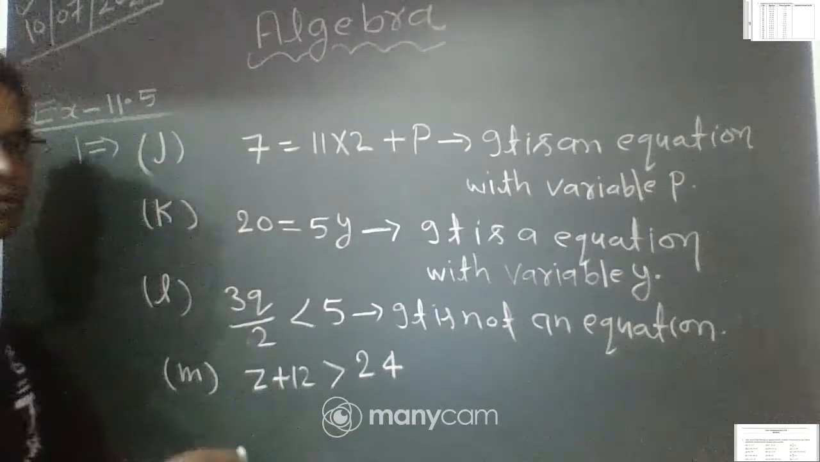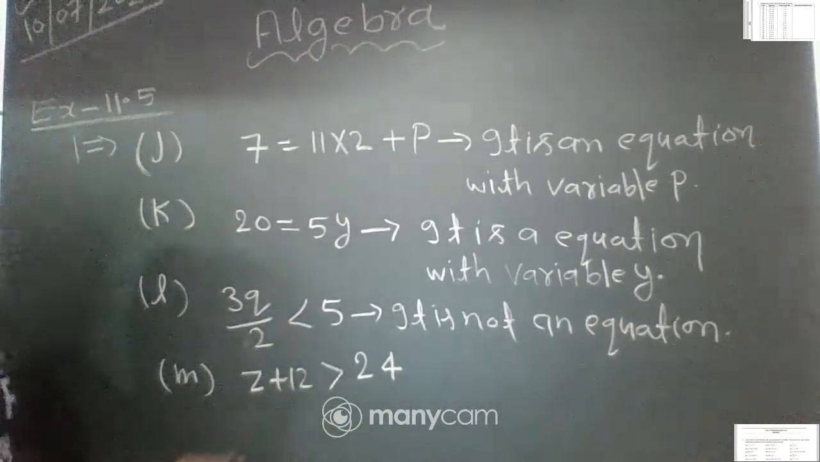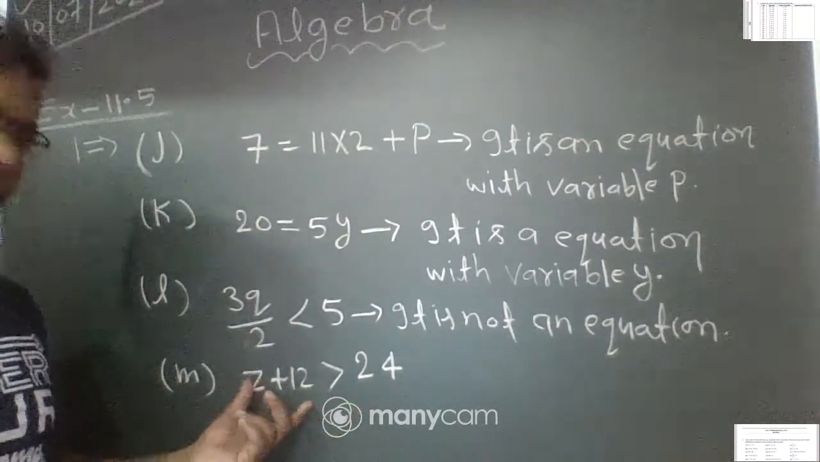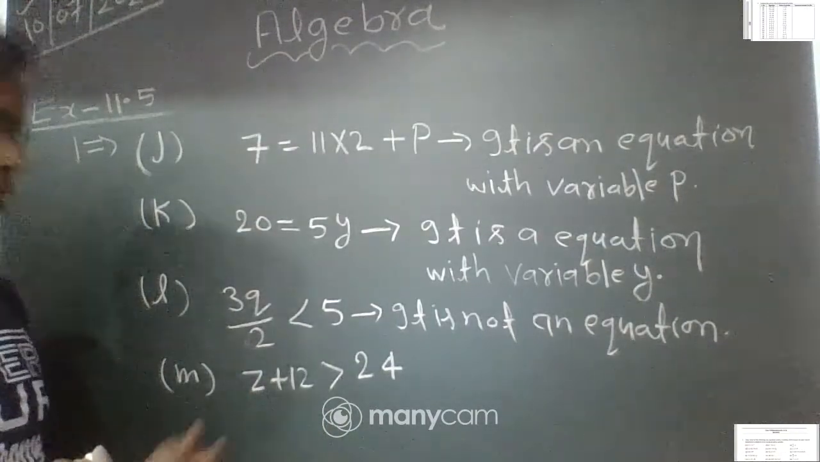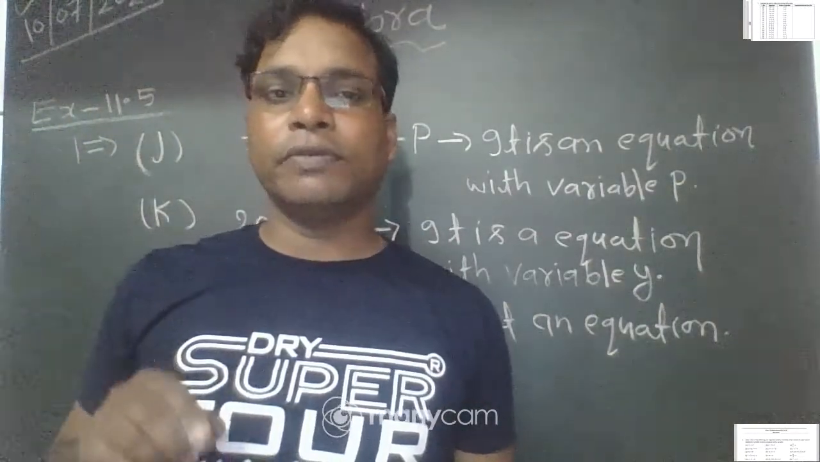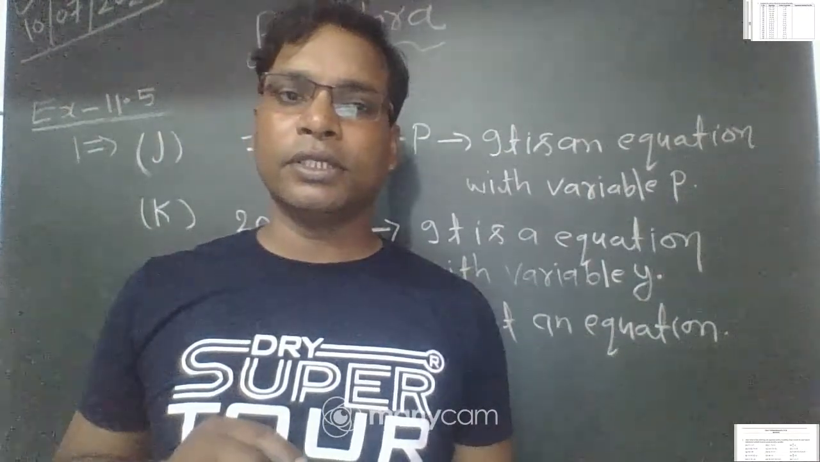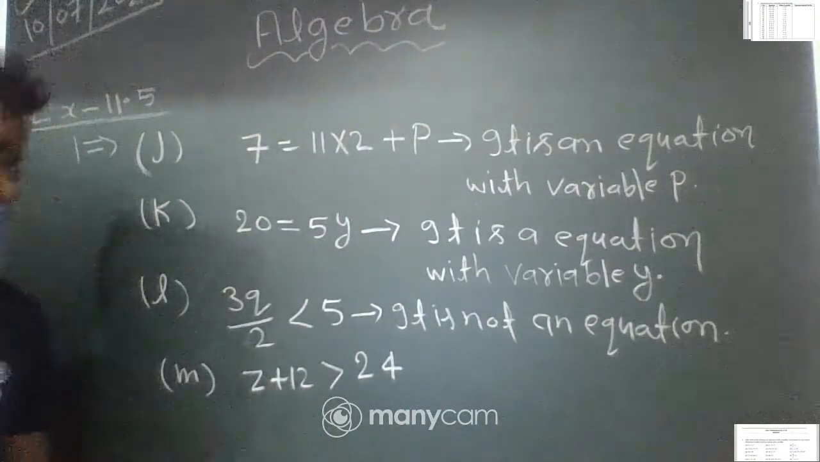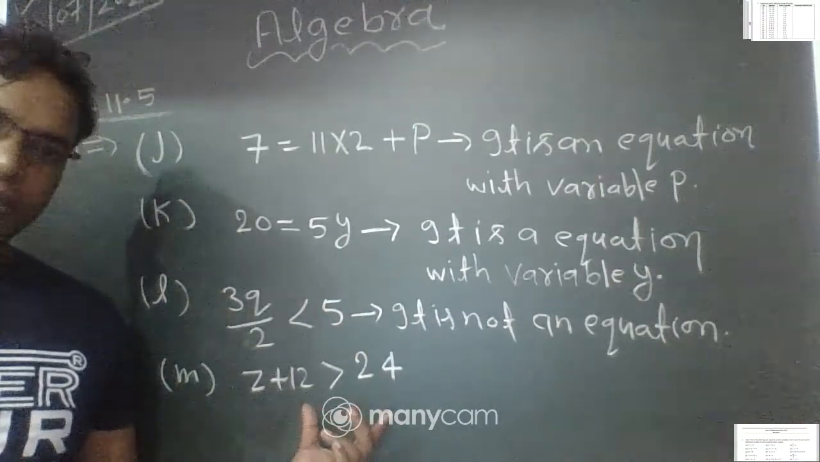Okay, so you see here left hand side is greater than right hand side. This is a left hand side, this is a right hand side. So you can see here left hand side is greater than right hand side. So they are not equation because they are not equal. If left hand side and right hand side are equal, then we can say that this is equation. Neither we can see this is not equation. In this part you can see z plus 12 greater than 24, which means that this is not an equation.